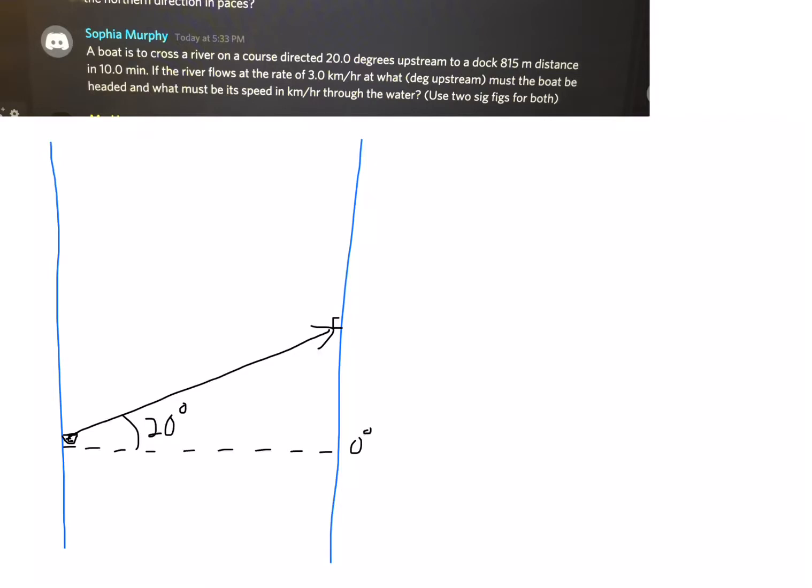It would be nice if we knew the velocity of that right now. We do know that it's 815 meters, and we're going to get there in 10 minutes. But you'll notice that all the other velocities in this problem are in kilometers per hour. So before we even start the problem, we need to figure out what velocity in kilometers per hour we're going to go along that to get to that dock. And that's going to be some dimensional analysis.